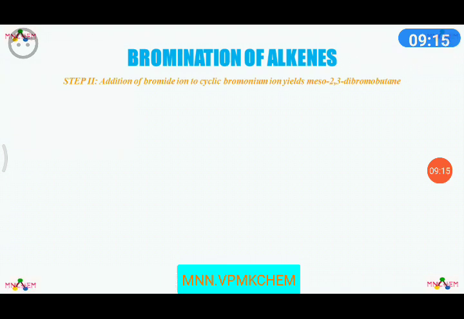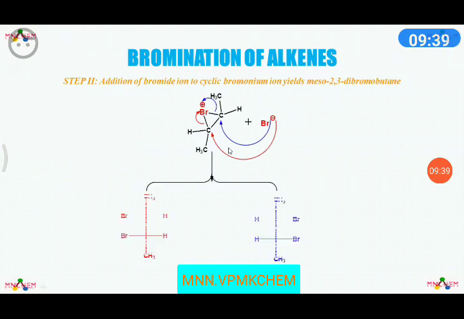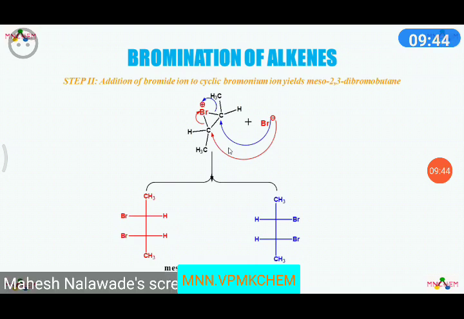Here also, we have two possibilities of addition of this bromide across this cyclic bromonium ion. It can be like this or it can add to this carbon. So after these two, the product formed is meso 2,3-dibromobutane.